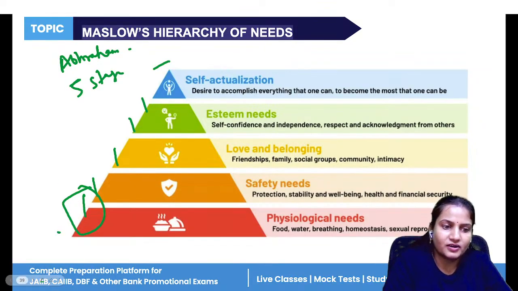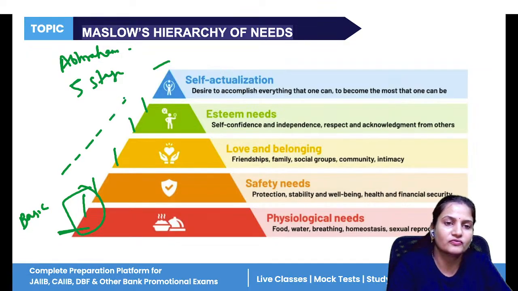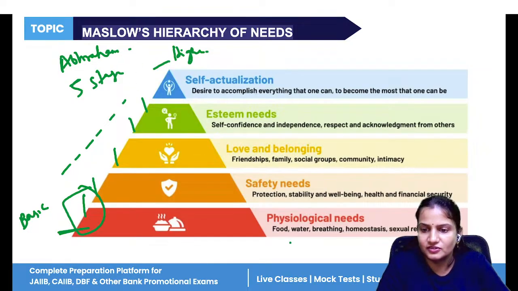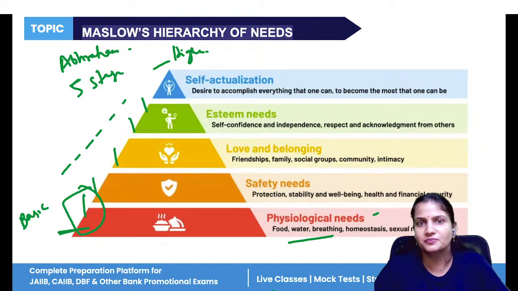Now, the first stage is called the basic level of stage, moving towards the highest level of stage. The first level is physiological needs, your basic needs. What are the basic needs of any person? That is the food, the water, the shelter. These are the basic level of needs.